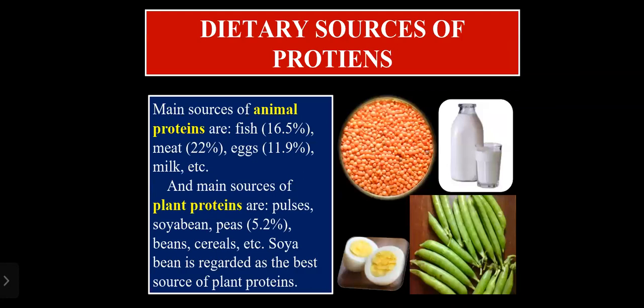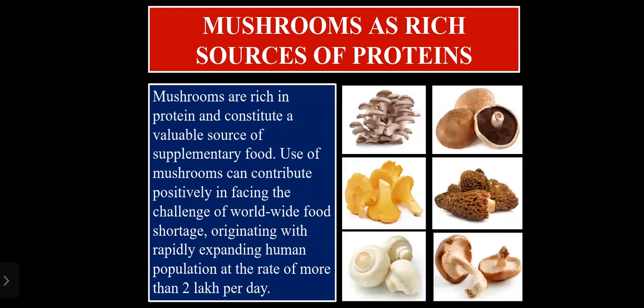The conventional sources of dietary proteins are fish, meat, eggs, milk, pulses, soya bean, peas, cereals, etc. Mushrooms are one of the richest non-conventional sources of proteins. These are easy to grow and can contribute positively in facing the challenge of worldwide food shortage.